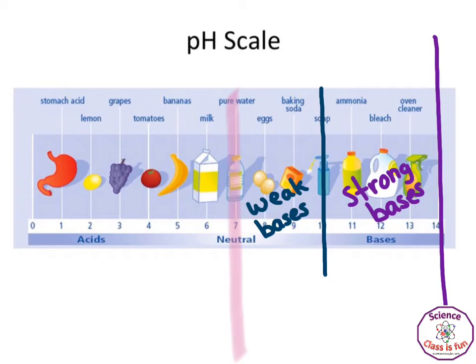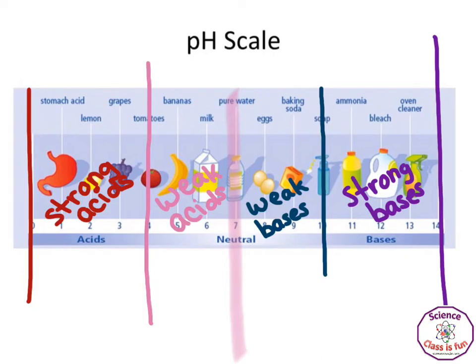Alright, let's take a look at the acids. Alright, so near the neutral line, just like with the bases, we got weak acids. These things include milk and bananas and things like that. Very low in the acidity, very low numbers of H plus ions floating around in solution. Then we got strong acids. These have a high number of H plus ions in solution.